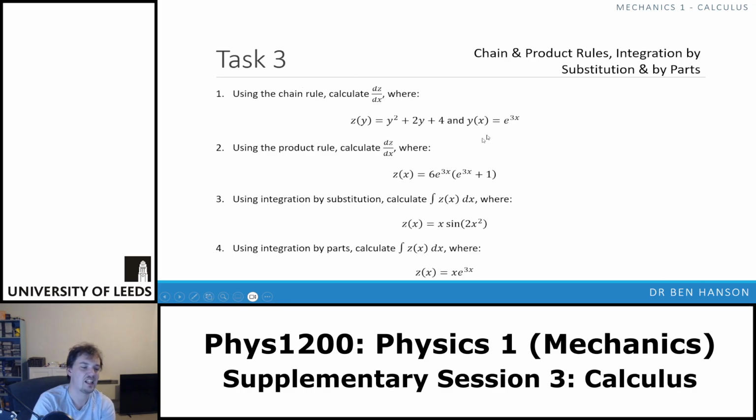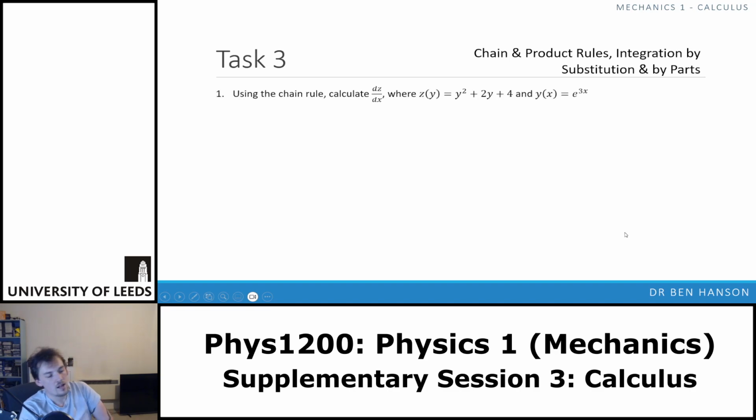Those are the 4 tasks. I reckon that'll take you about an hour. So have a go at that. I'm going to go through the solutions right now though. So take an hour, pause the video, come back to it.